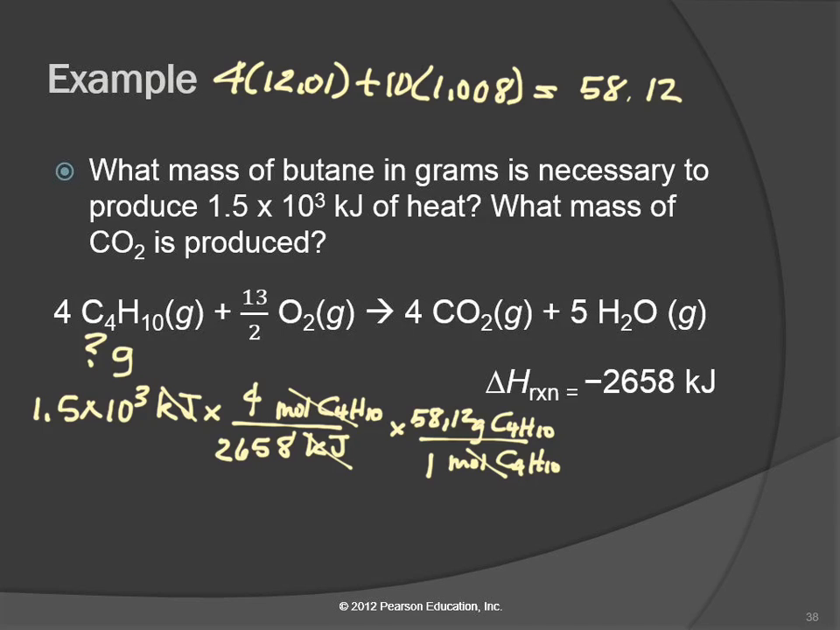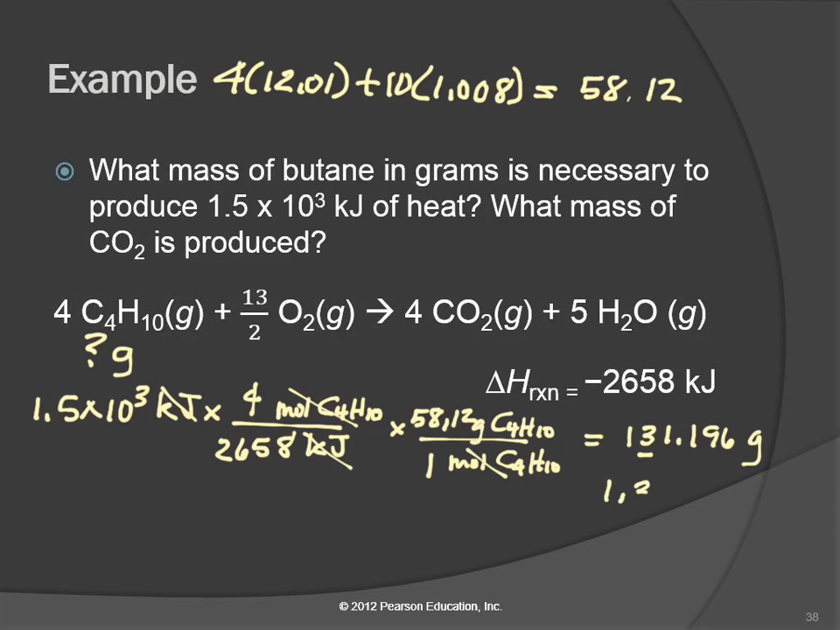So I've got 1.5 E3 times 4 divided by 2,658 times 58.12. And this should have 2 significant figures. I'm getting 131.196 blah, blah, blah grams. But I need to round to 2 sig figs. We don't want to round this off to 13, because it's 131.